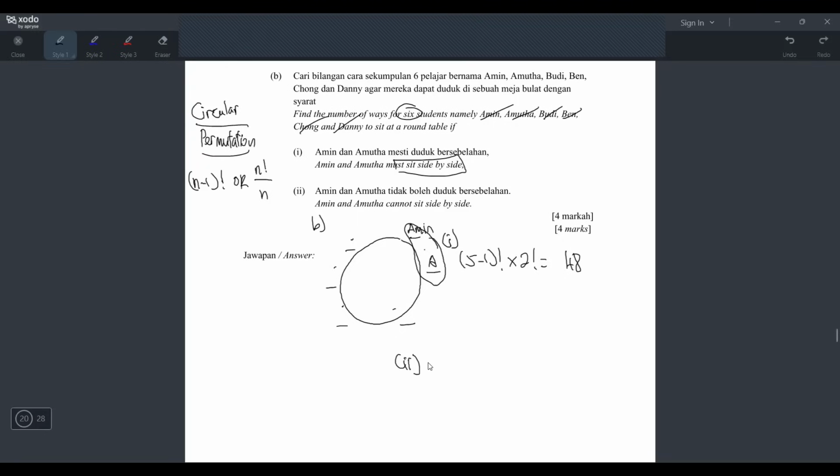Okay, so what is the total with no condition? No condition means sitting together is fine, separate is fine, anything is fine. So no condition means arranging 6 in a circle, right? So it's 6 minus 1 factorial. But you have to minus, because they want Amin and Amuta cannot be side by side. So you take the total minus the side by side one, and then you will get the answer. So what is 5 factorial? 120 minus 48 is 72, right? You can use your calculator to help you, and you will end up with the same answer. Okay, that's all.